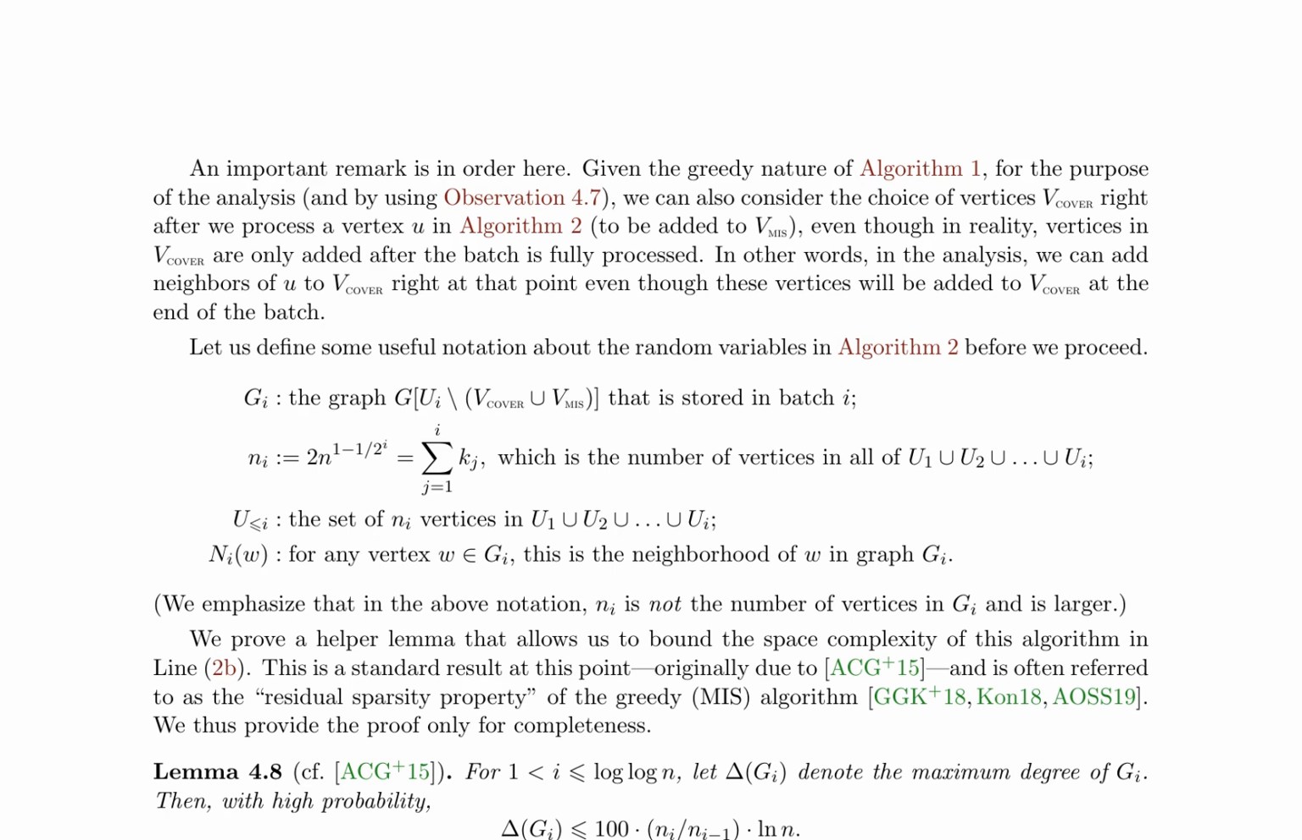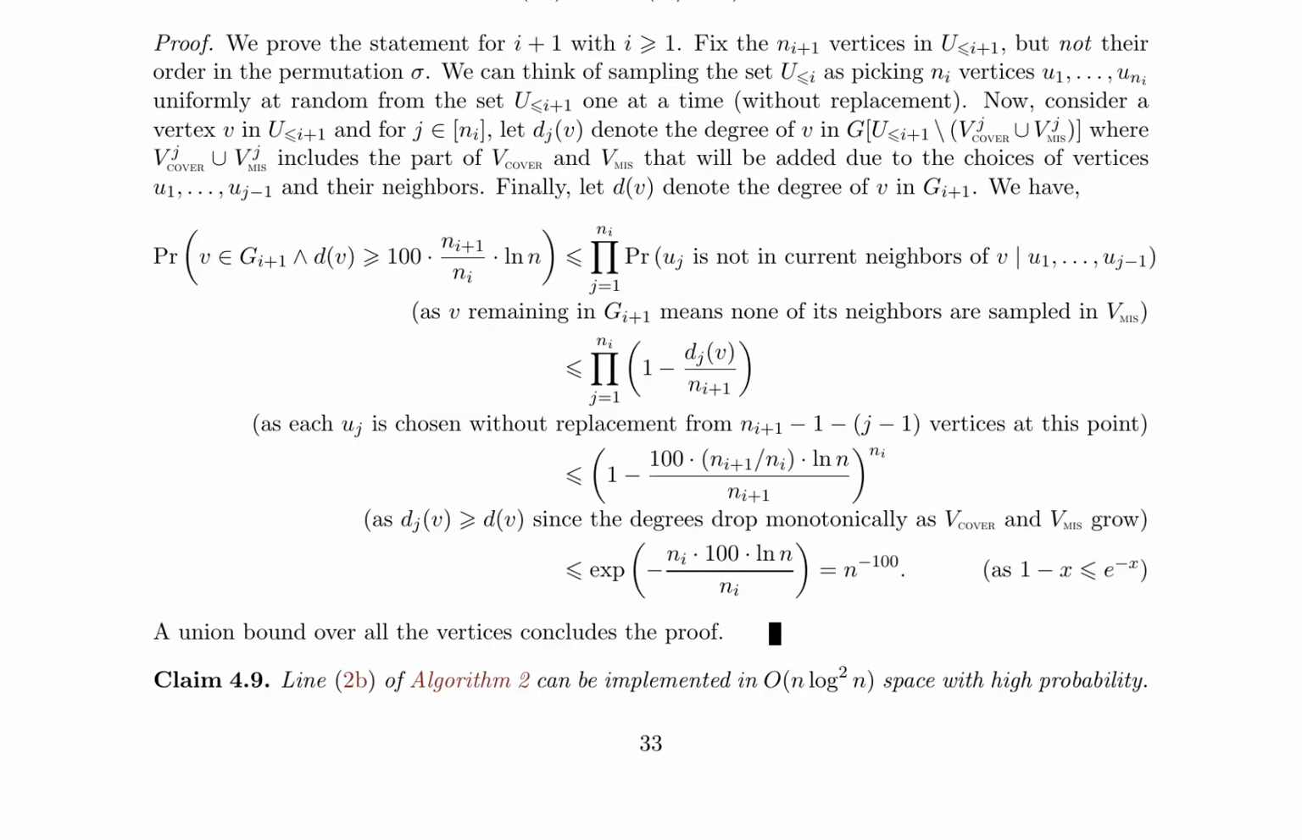A helper lemma, lemma 4.8, is proven to bound the space complexity of algorithm 2. This lemma, originally due to ACG+15, is often referred to as the residual sparsity property of the greedy MIS algorithm. The lemma states that with high probability, the maximum degree of Gi, denoted by Δ(Gi), is bounded by 100 · (n / N_{i-1}) · ln n for 1 < i ≤ log n.